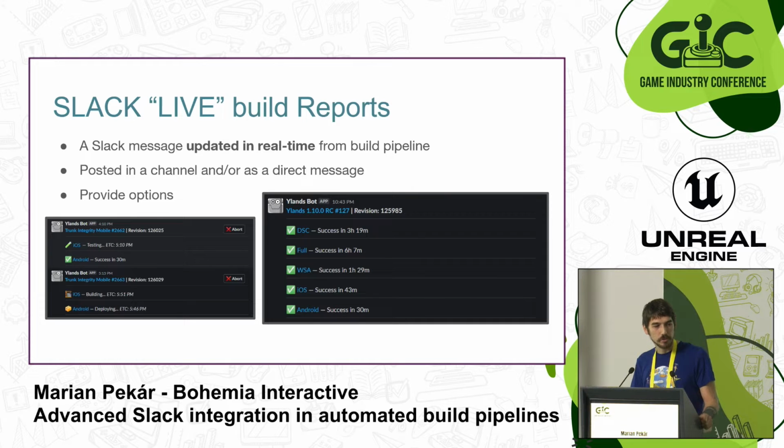They are both from the Trunk Integrity Mobile plan. You can see that for each pipeline, there's a separate line, one for iOS and one for Android. In the first, you can see that iOS is already in the testing phase and Android has been successfully built. So another run already started, which is now in the building phase, and Android is in the deploying phase. The other image is from an RC build, which successfully completed all pipelines, but that's not always the case.